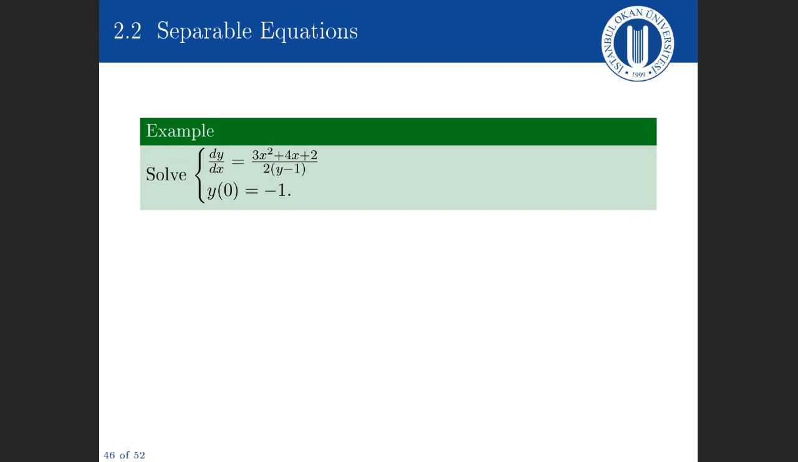For example, solve dy/dx is equal to (3x squared plus 4x plus 2) divided by (2y minus 1), with the initial condition y of 0 is equal to minus 1. We can rearrange our differential equation to (2y minus 1) dy is equal to (3x squared plus 4x plus 2) dx. I've moved all of the y terms to the left and all of the x terms to the right.